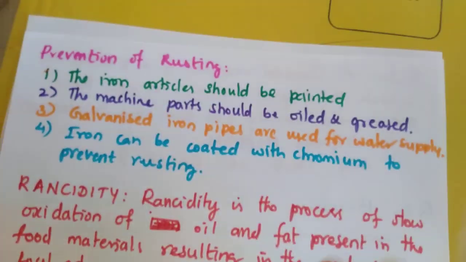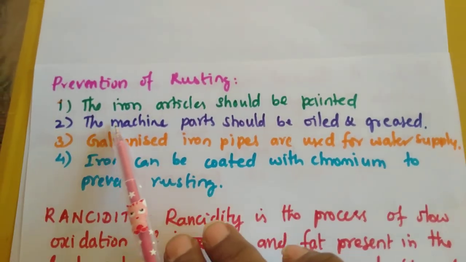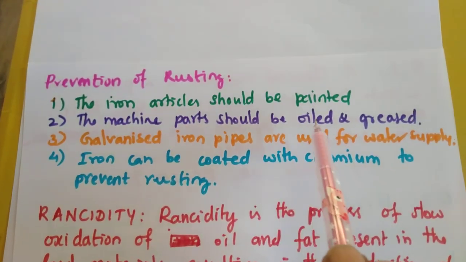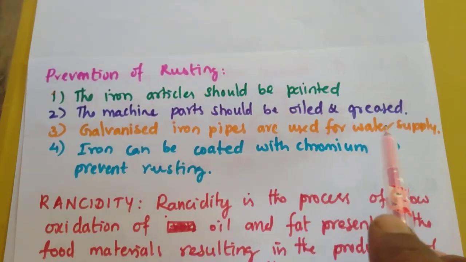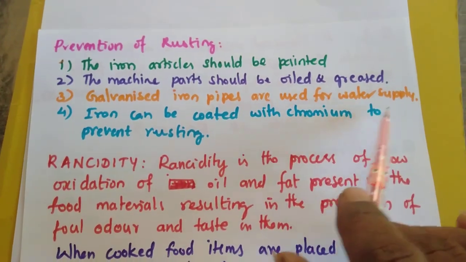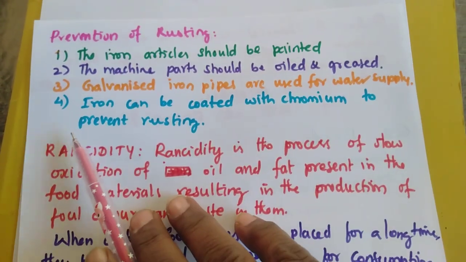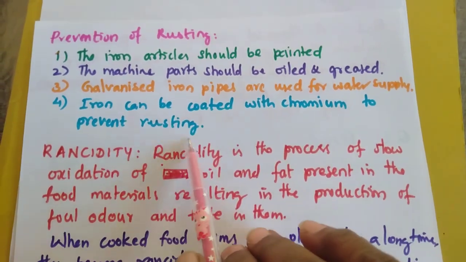How to prevent rusting? The iron article should be painted. The machine parts should be oiled and greased. Galvanized iron pipes are used for water supply. And also iron can be coated with chromium to prevent rusting.